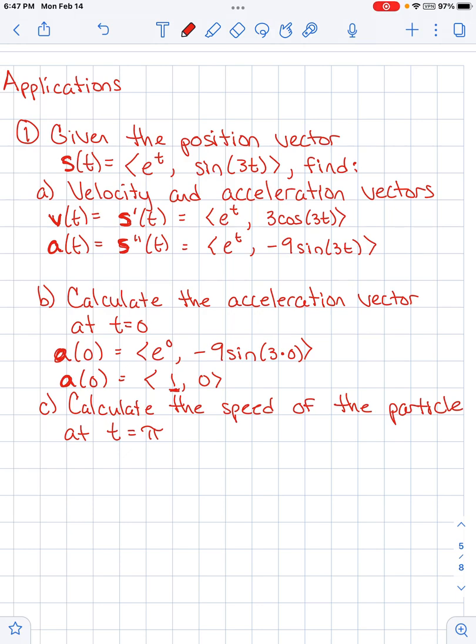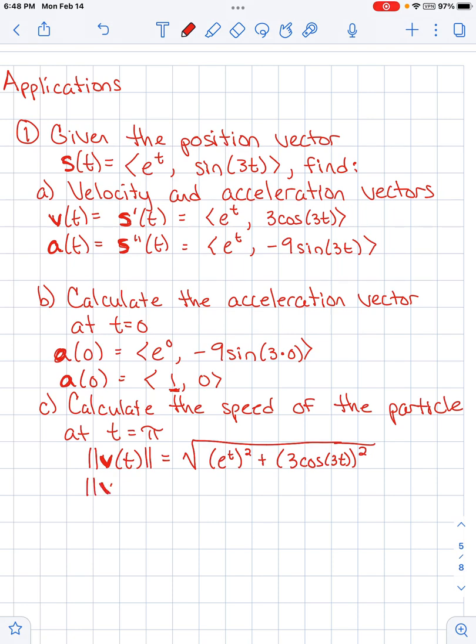Okay, finally, we're going to calculate the speed of the particle at t equals pi. So the speed of the particle is the length of that velocity vector, or the magnitude of the velocity vector. So if we find the magnitude of the velocity, how long is that velocity vector? That's the speed. That wasn't a very good square root, but we get the idea. We're going to take the derivative, so x prime of t, which is e to the t, and square it. And we'll take the y component, sorry. So that's 3 cosine 3t, and we'll square that. So this is the magnitude.